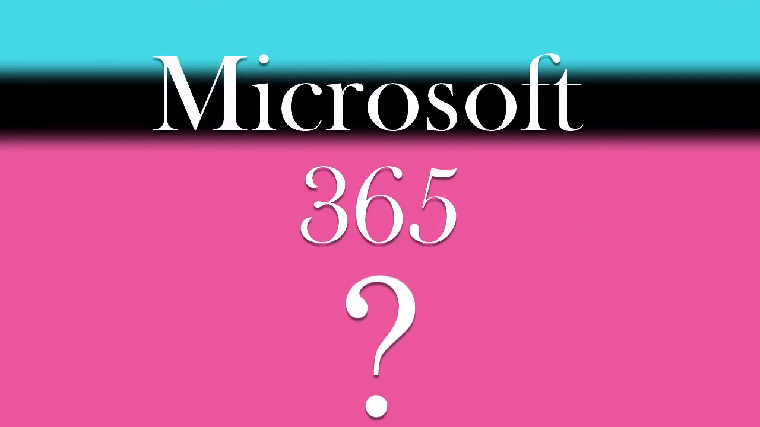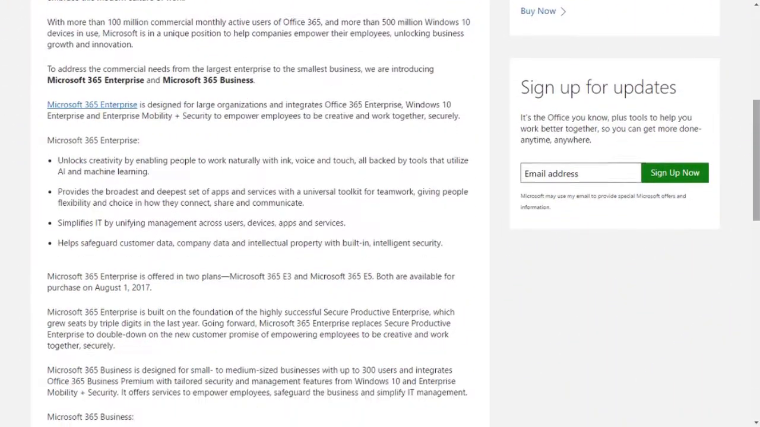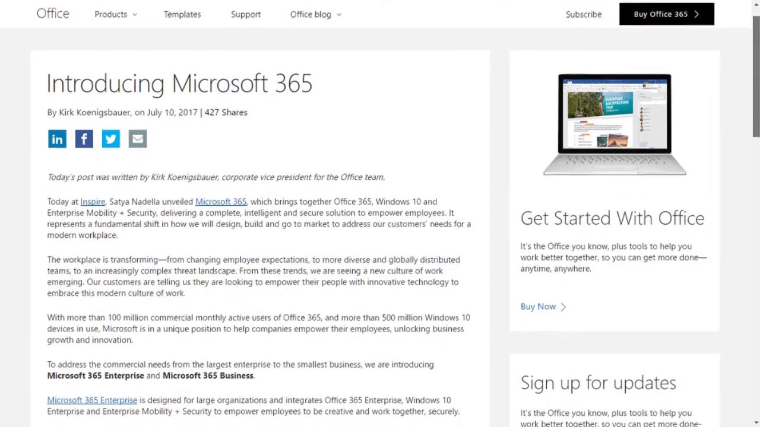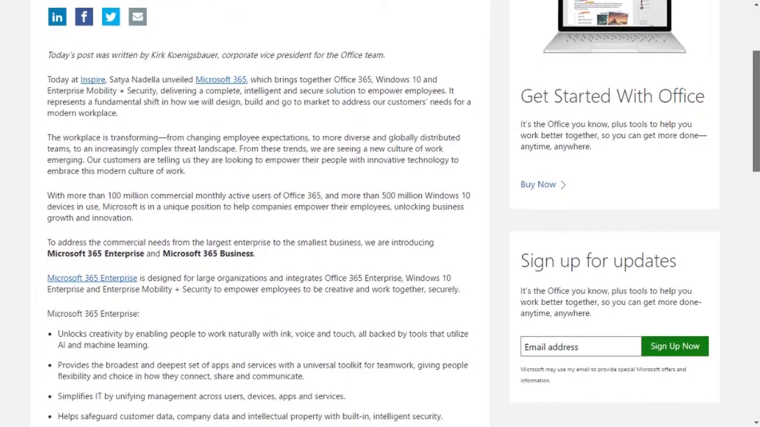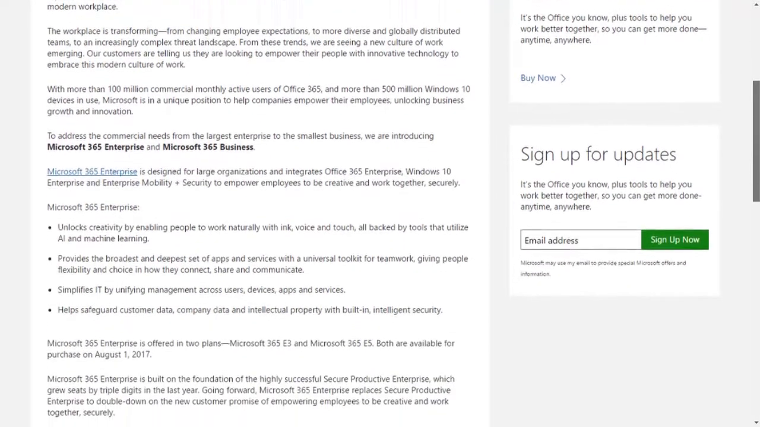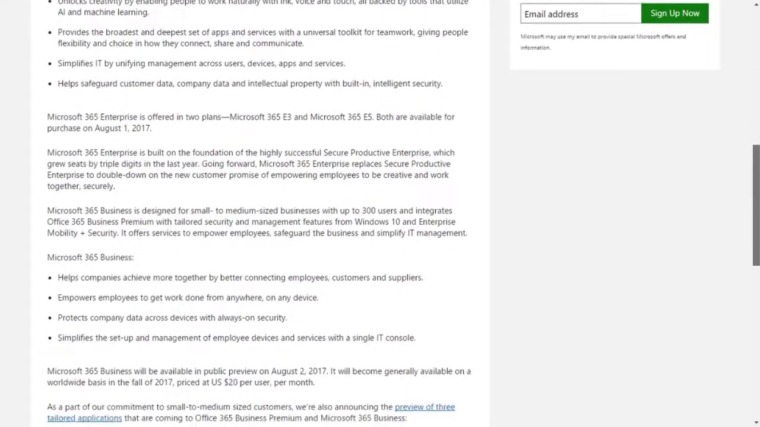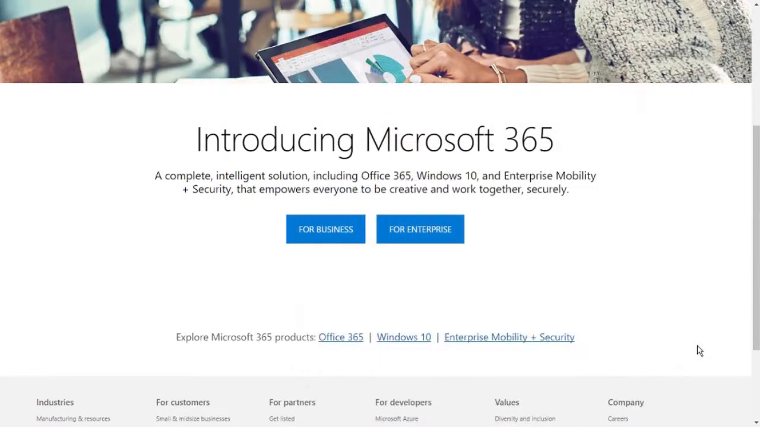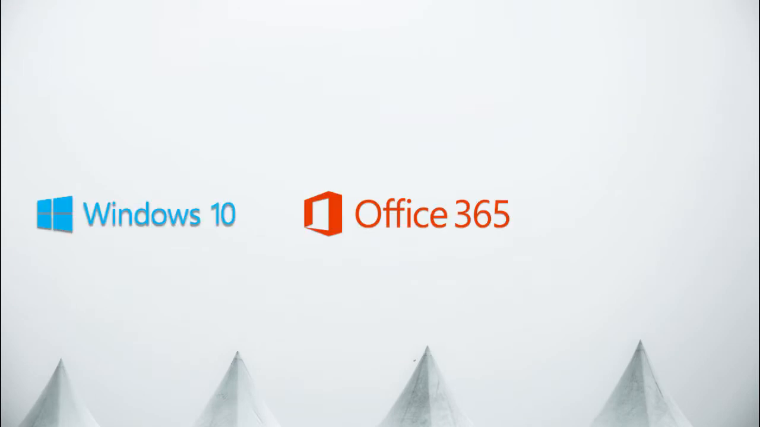So what is Microsoft 365? Microsoft is bundling Office and Windows for business customers. The new software bundle is intended to make it easier for companies to buy Microsoft's flagship enterprise software products in one subscription instead of paying for them individually. And they are calling it Microsoft 365. Okay, so it includes the Windows 10 operating system, Office 365 workplace software, and security software for mobile devices.